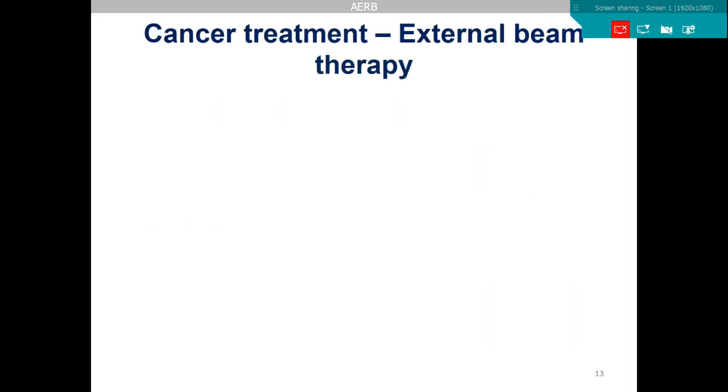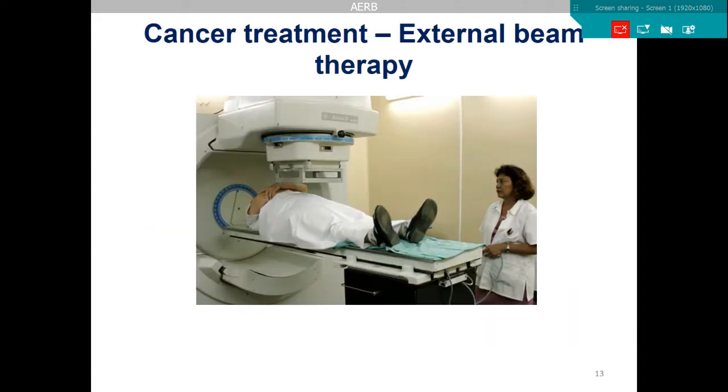Now, I spoke about external beam therapy. Here, as you can see, the cancer-suffering patient is lying on the couch. There is a radioactive source inside the machine. The source does not come out. The source is inside, and it is emitting radiation, in this case gamma radiation. A narrow beam of radiation is directed towards the tumor site, and that is delivering the desired dose to the patient. This is external beam therapy.